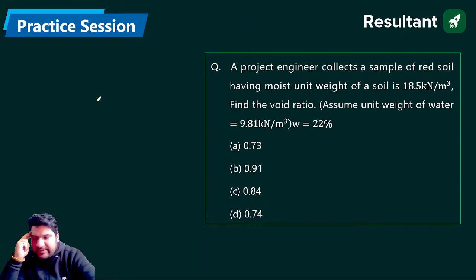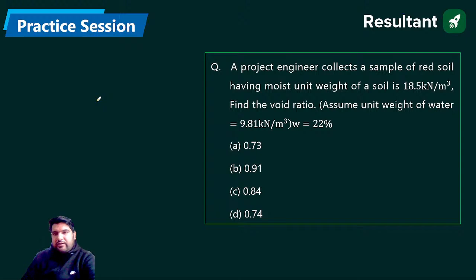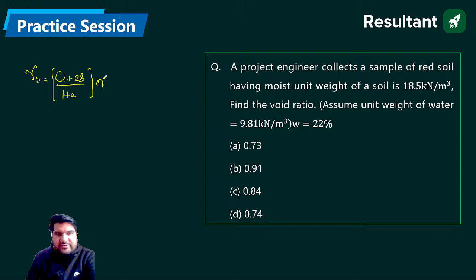So we have a project engineer who collects a soil sample of red soil, which has the moist unit weight of 18.5. How can we calculate gamma bulk? Remember, your gamma bulk value is simply equal to (G plus eS) by (1 plus e), multiplied by gamma w. What is given in this question?